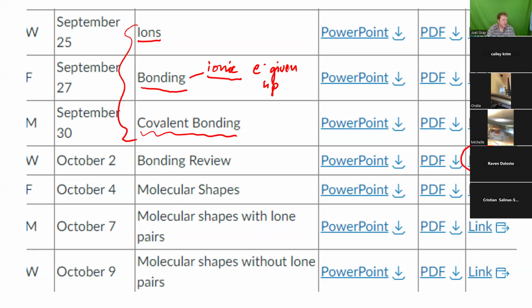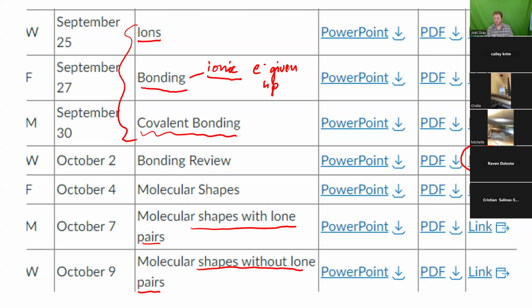Then we got into molecular shapes. We talked about molecules, their shapes, and drawing Lewis structures. Now, when we talk about molecular shapes, we're talking about basically positioning of different atoms. And there's special names for all of those different structures. We then went into molecular shapes with lone pairs of electrons, and then molecular shapes without lone pairs of electrons. So this was a lot of, hey, here's a molecule.